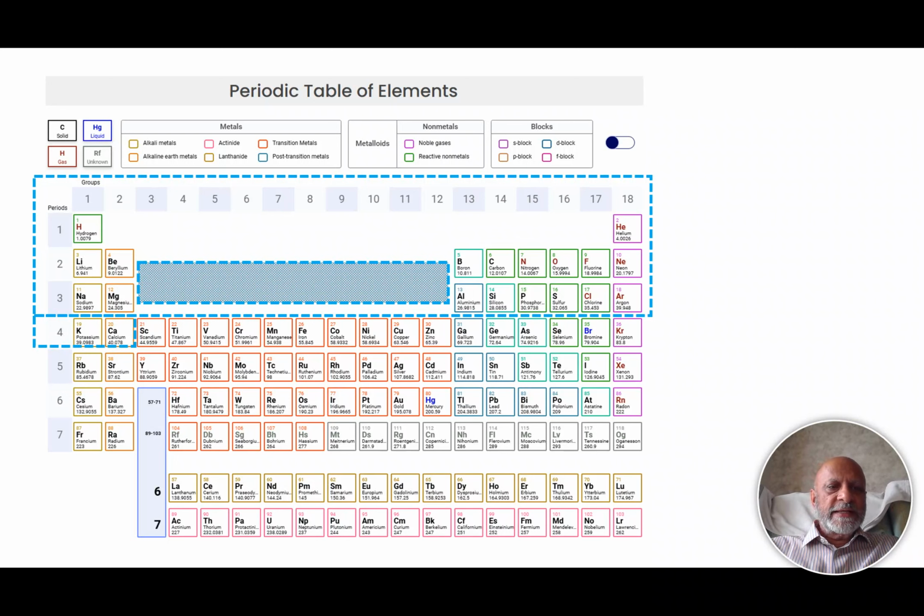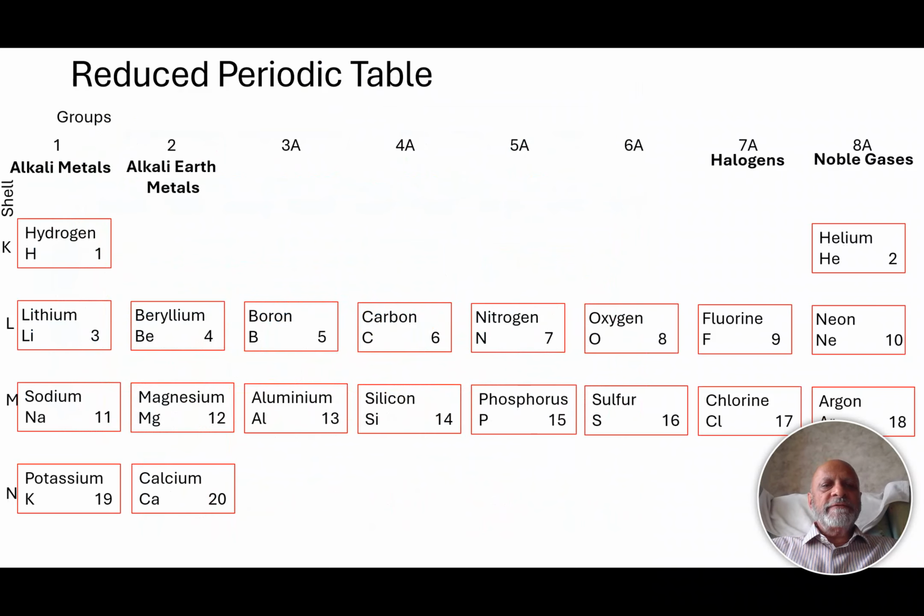And observe that there is nothing between beryllium and boron, magnesium and aluminum. So I figured I'd rename those columns as 3A, 4A, 5A, 6A, 7A, and 8A, which will be corrected at the end, as you will see. Therefore, this is the reduced periodic table.